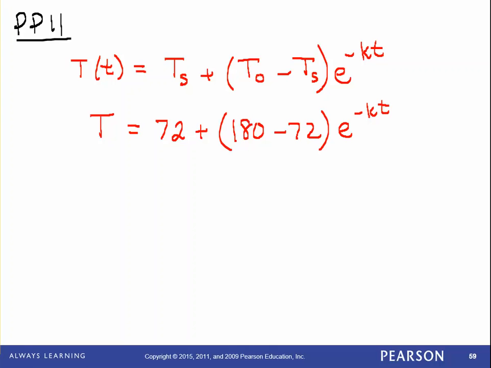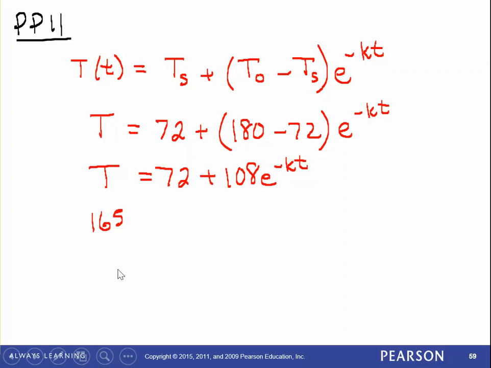Okay, so our first job really is to figure out what in the world is K. What's our exponential constant for coffee? All right, but before we do that, let's simplify this just a little bit more. The 180 subtract 72 could be simplified just down to 108 e to the negative kt. Okay, so we do one trial. We find out that in a minute, the coffee does cool down to 165. So let's plug it in. 165 is equal to 72 plus 108 e to the negative k times 1, and the 1 means the 1 minute. Now we have our values in terms of minutes.